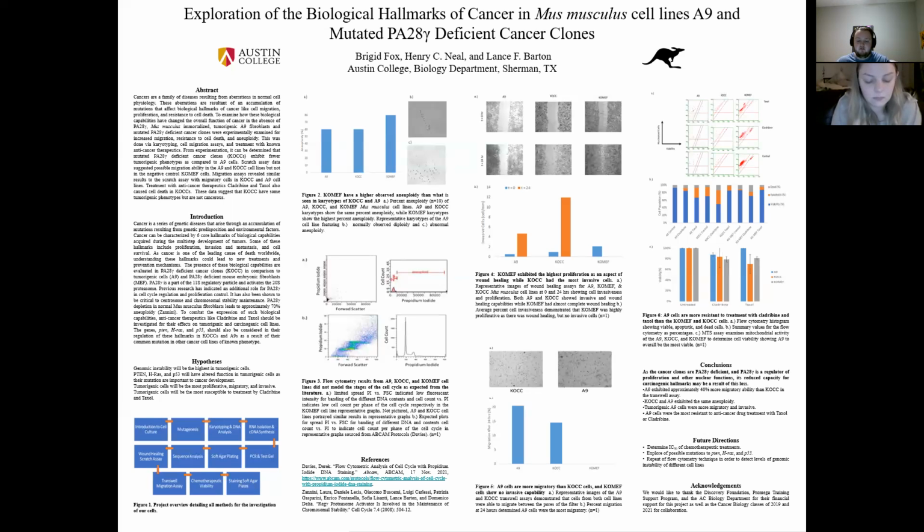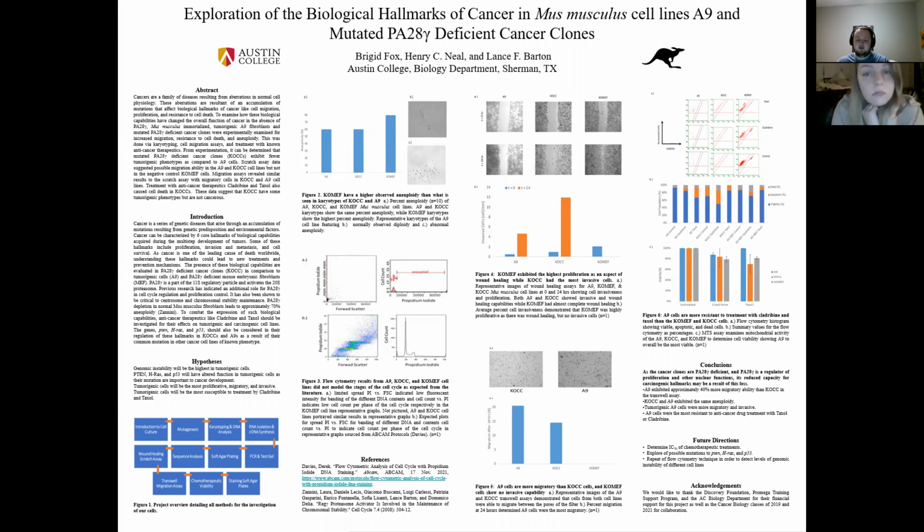In part A of the figure, representative images of the A9 and KOCC transport assay demonstrated that the cells from both cell lines were able to migrate between the pores of the filter. And part B shows the percent migration at 24 hours, which determined that the A9 cells were the most migratory. In figure 6, we can see that A9 cells are more resistant to treatment with Cladribine and Taxol than the KOMEF and KOCC cells.